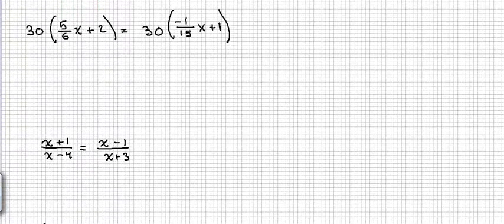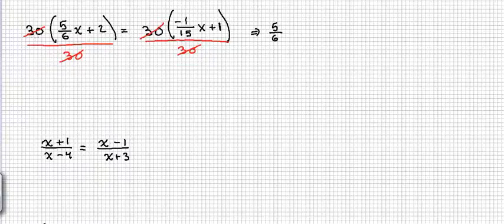Okay, so now let's look at this next one. So first thing I noticed right off the bat is they both have a 30 in common. So what we can do here, make this real nice, is divide each side by 30. When we do that, those 30s will go away. That'll give us 5, 6. So now that they're not being multiplied by this 30 here, I'm just not going to write the parentheses. So we're going to have 5 6x plus 2 equal to negative 1/15 x plus 1.